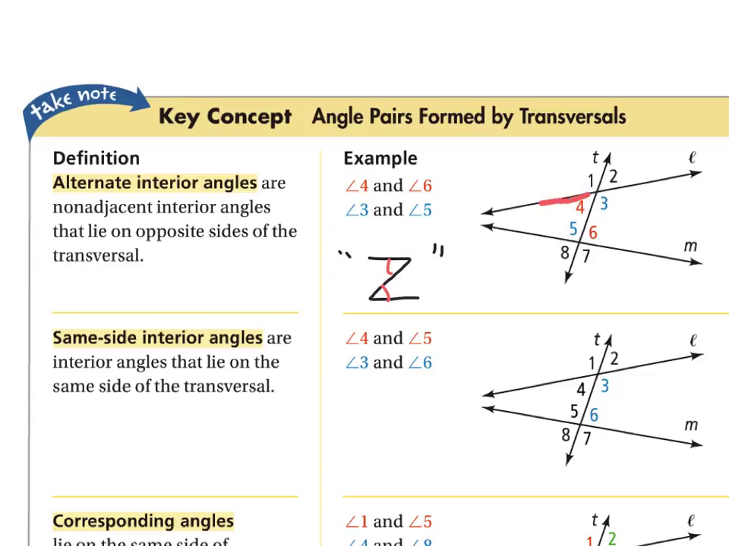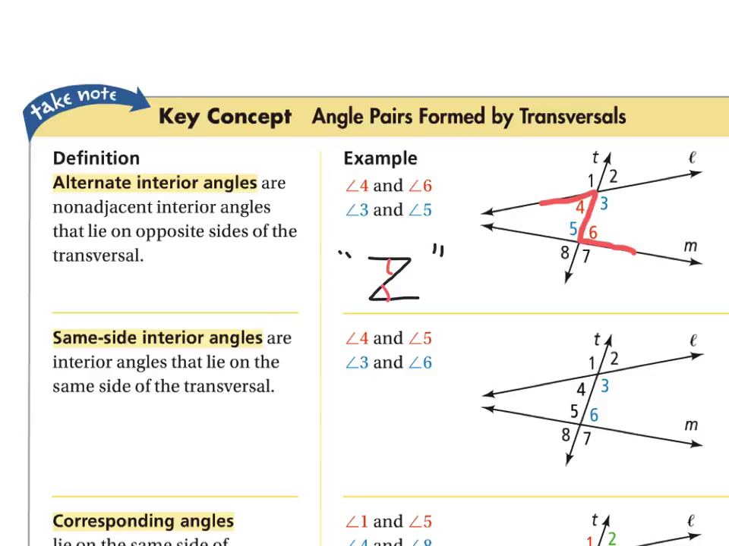Just like angle 4 and angle 6. Okay? Now, angle 3 and angle 5 also form a Z, but it's backwards. Okay. So, alternate interior angles. That's what they look like.